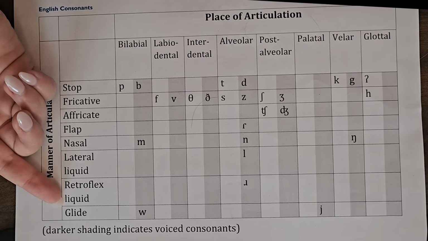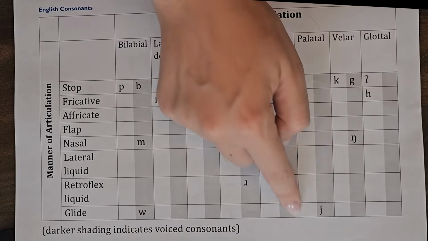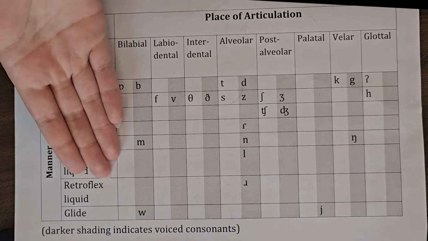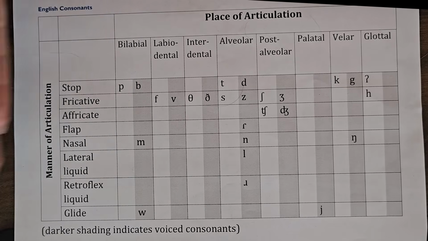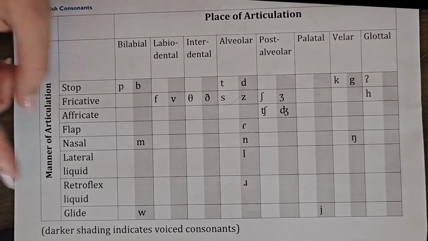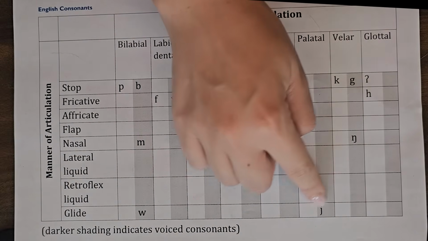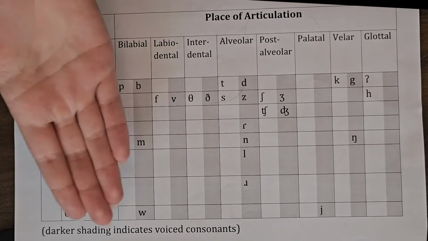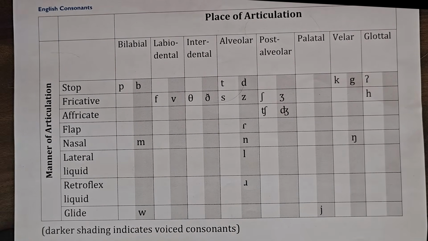And then finally, glides are the least restricted of the consonants. In some languages, these are even called semivowels because they do not restrict the airflow nearly as much as the other consonant types. In English, this is w, and y. So what you would think of as a y is represented as a J looking symbol in the IPA.